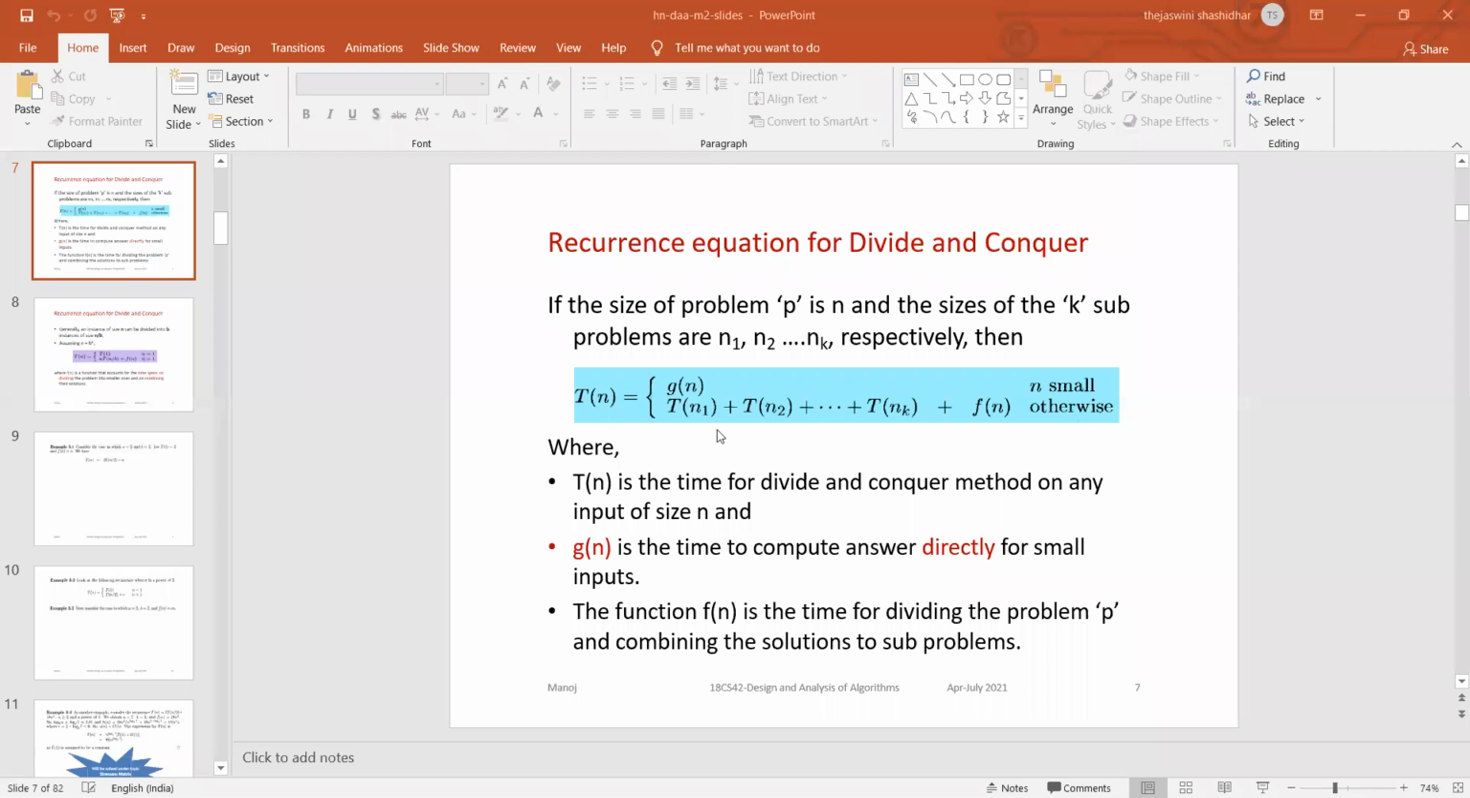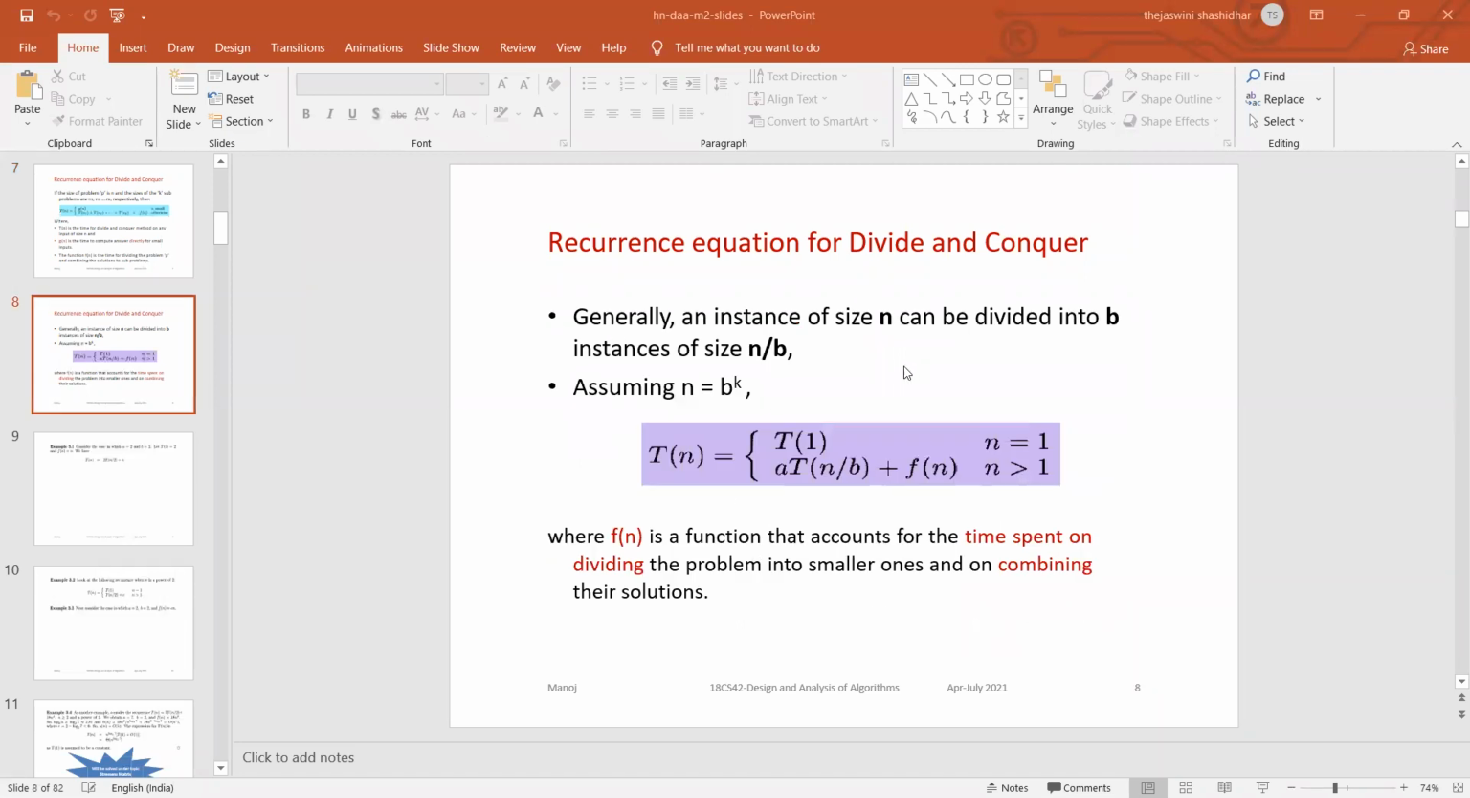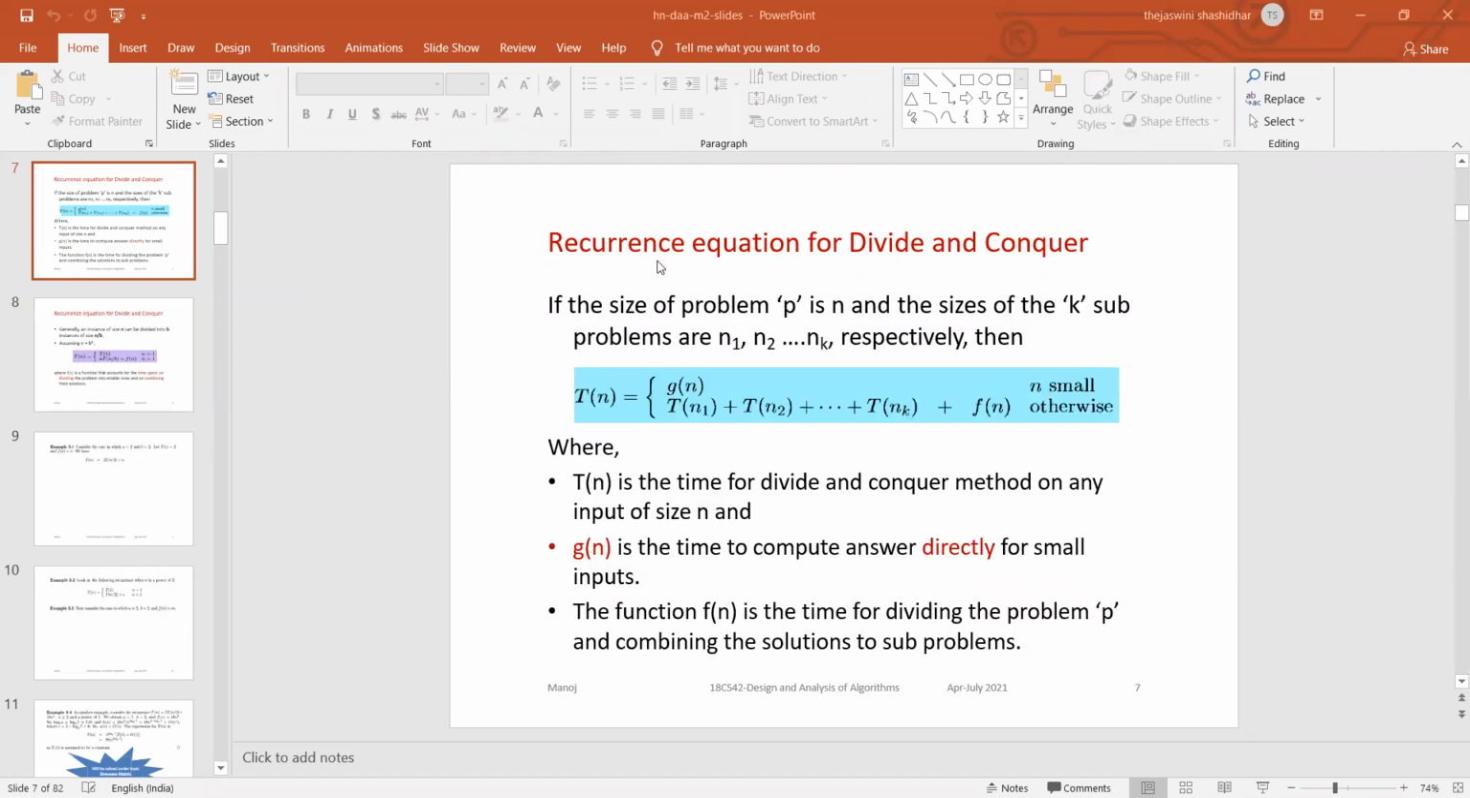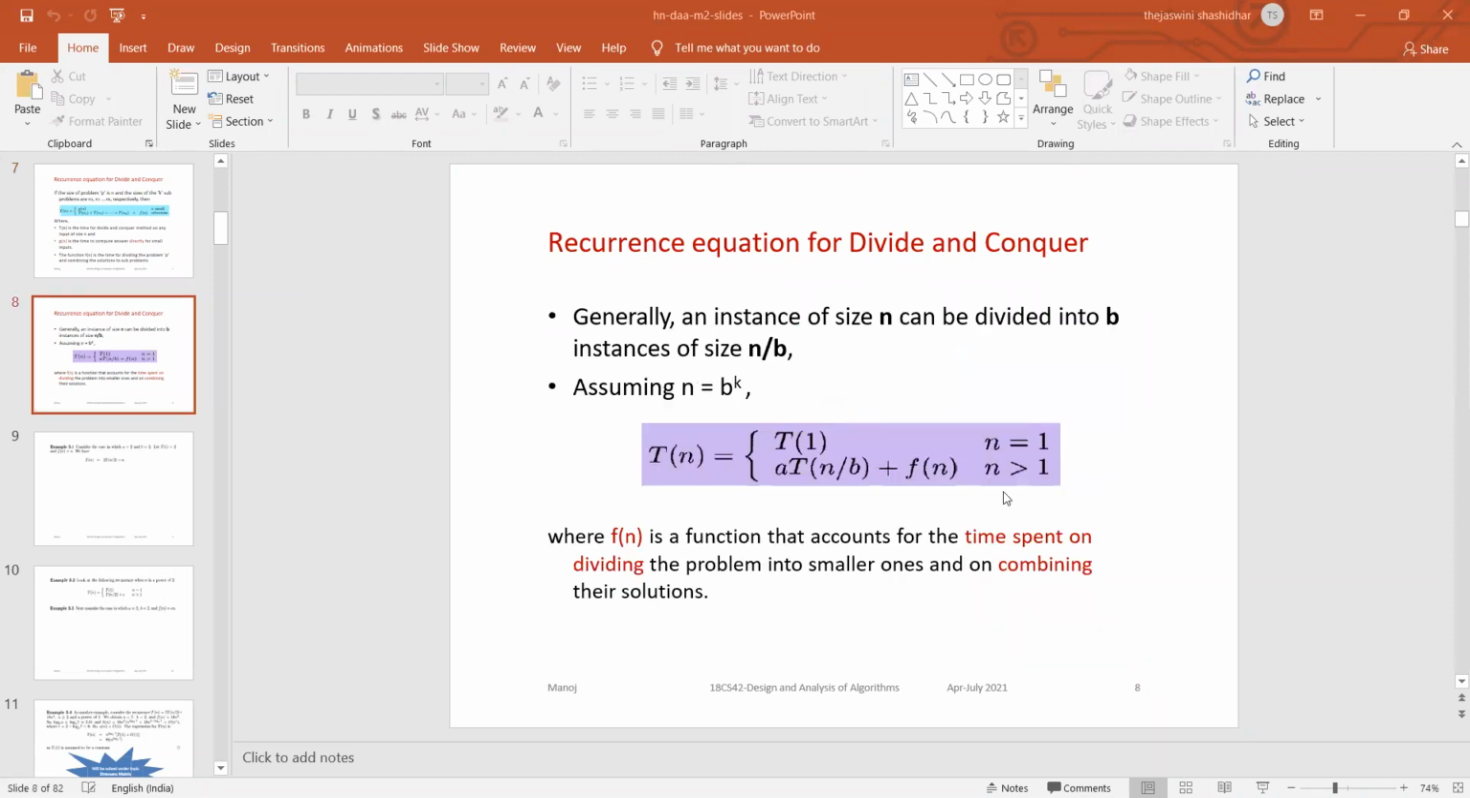If N is big, what is the case? You are going to divide the problem into subproblems. How many subproblems? K subproblems of size N1, N2, NK. So if it is large, what is the case? You will be dividing it into T of N1, T of N2, T of NK plus F of N. That is the case what you are going to have here. Understood? So now we have gone with this recurrence equation, that you can write like this.